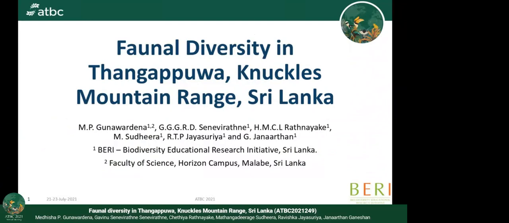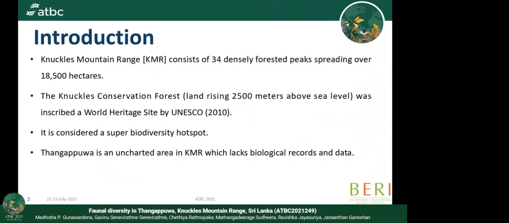Hi, my name is Kavani Chennaviratne, and I'll be presenting on faunal diversity in Thangappuva, Knuckles Mountain Range, Sri Lanka. The Knuckles Mountain Range consists of 34 densely forested peaks spreading over 18,500 hectares. This conservation forest, specifically the land rising 2,500 meters above sea level, was inscribed a World Heritage Centre by UNESCO in 2010. It harbors a wide range of endemic and critical fauna and flora and is therefore considered a super biodiversity hotspot.